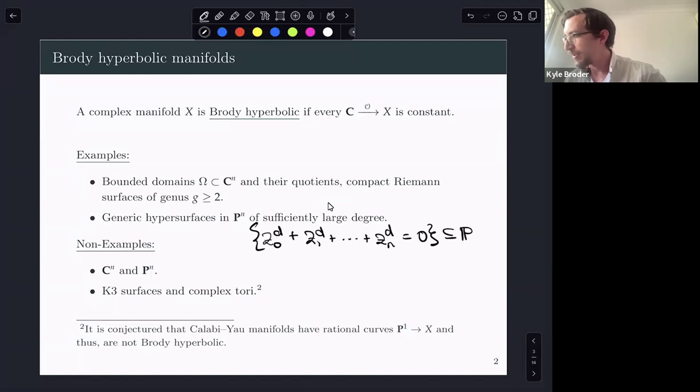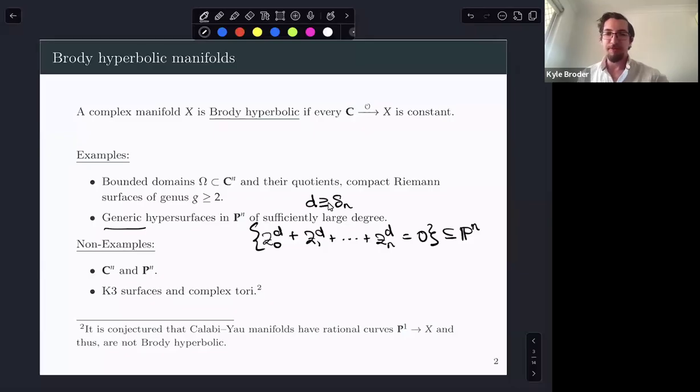sitting inside P^n, then this will have holomorphic mappings from C that aren't constant. So one does need the generic condition. And sufficiently large degree means that there exists a lower bound depending only on the dimension, such that if the degree is bigger than that, then it is hyperbolic in the sense of Brody.